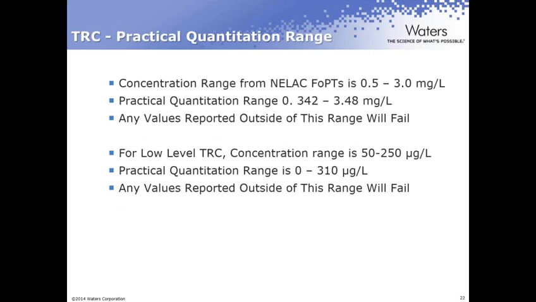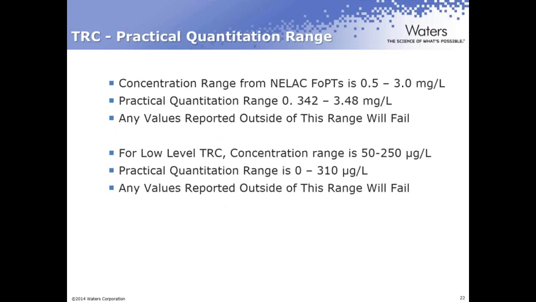So again, we go through and we can calculate, just like we did for fluoride, a practical quantitation range. For the regular level chlorine sample, your concentration range is 0.5 to 3 milligrams per liter. So our practical quantitation range is 0.342 to 3.48 milligrams per liter.